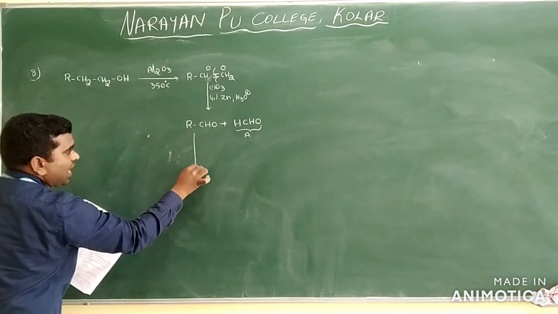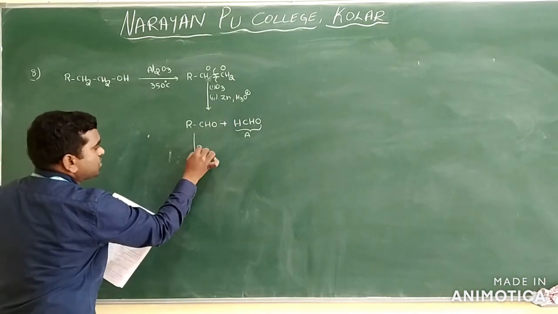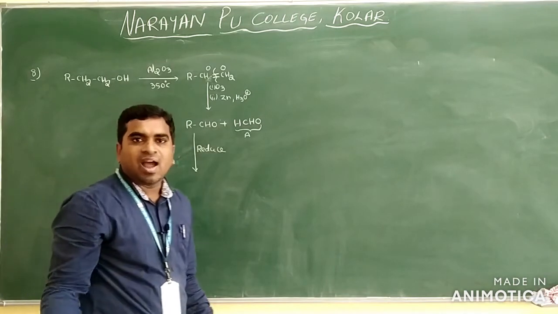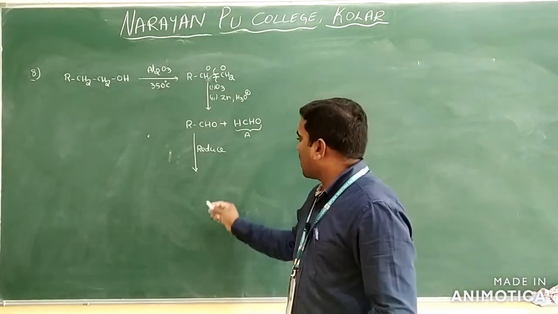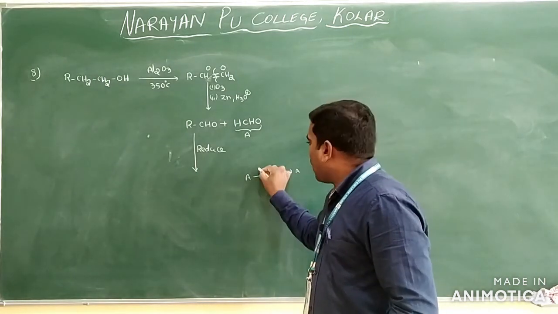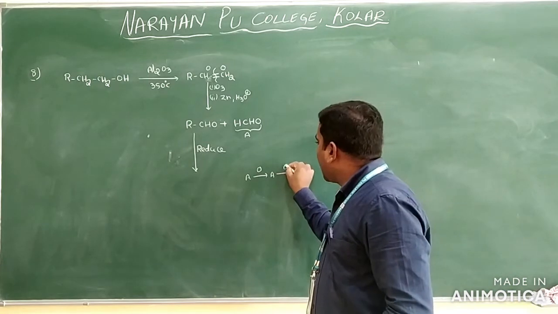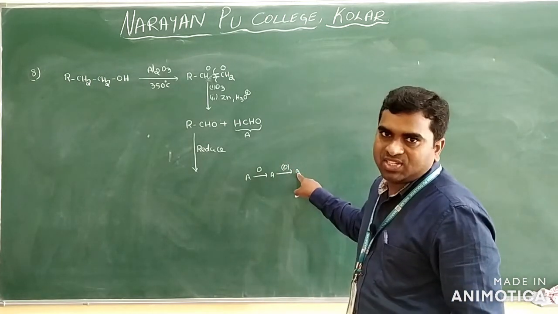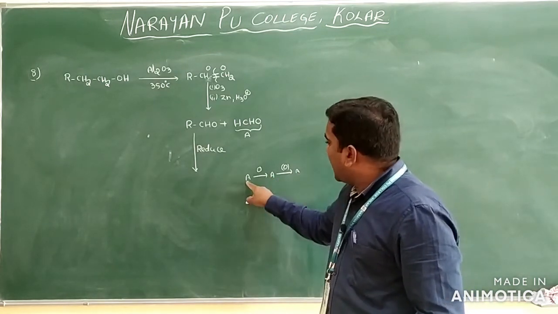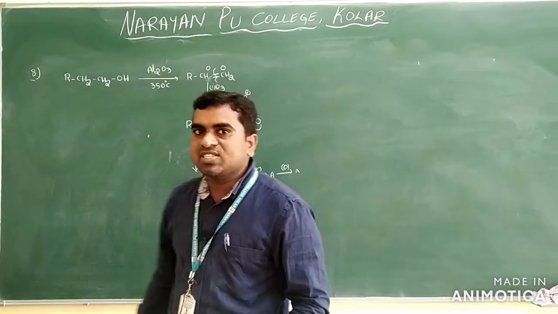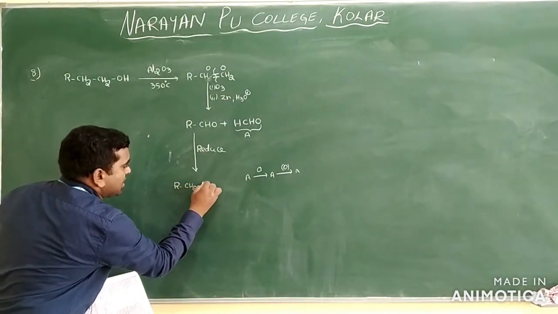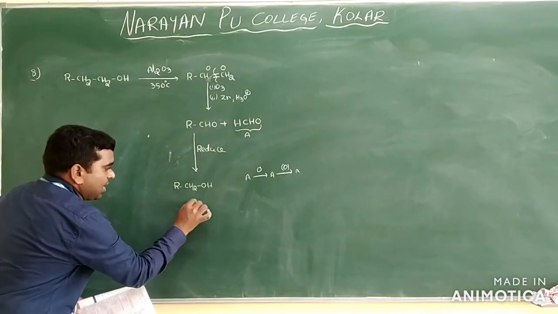Next one. They mentioned that RCHO is reduced. You know aldehyde reduction. What do you get here? Alcohols. You already know the AAA process. Primary alcohol on oxidation gives the aldehyde, and aldehyde on oxidation gives the acid. In reverse, acid reduction gives aldehyde, and aldehyde reduction gives alcohol. So reduction gives the primary alcohol, RCH2OH, and this is B.